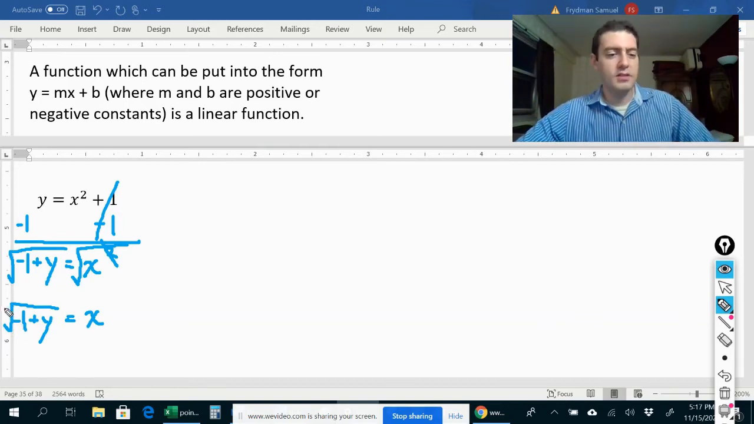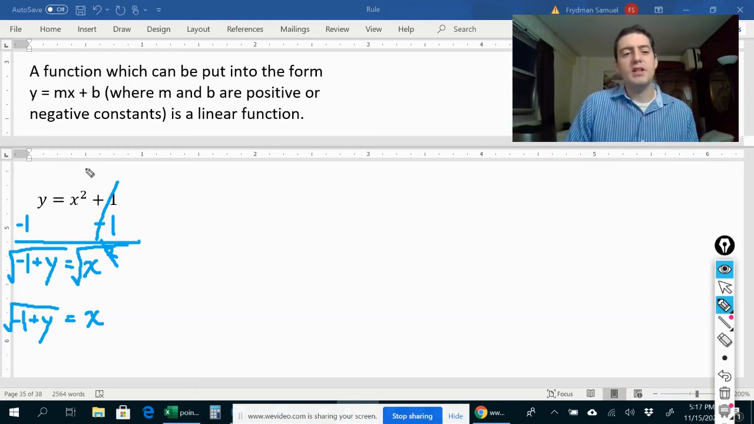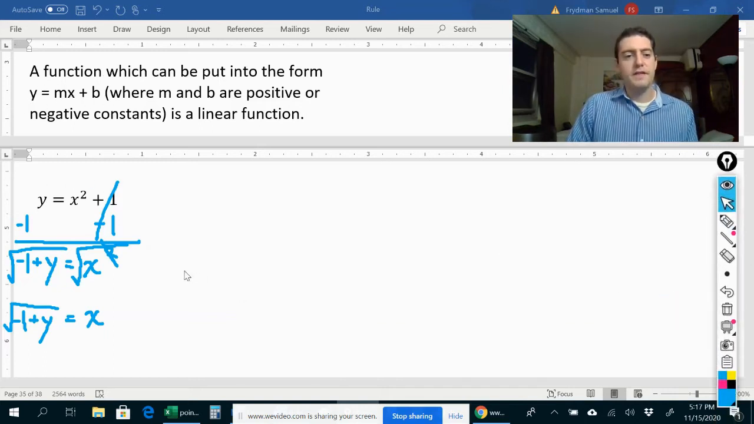So there's really nothing that I could do to get rid of this exponent without messing the y up even more. So I can't fiddle around with this and get it into this form. And this would be an example of a function which is not linear.